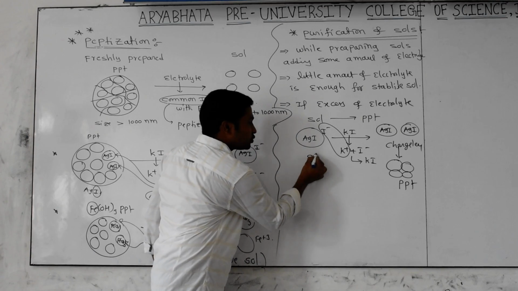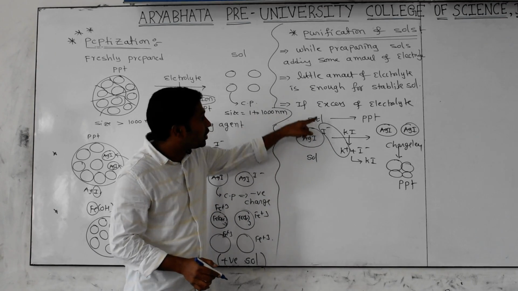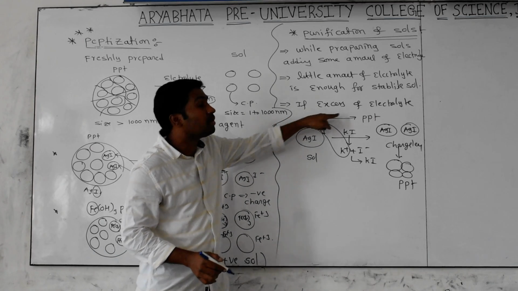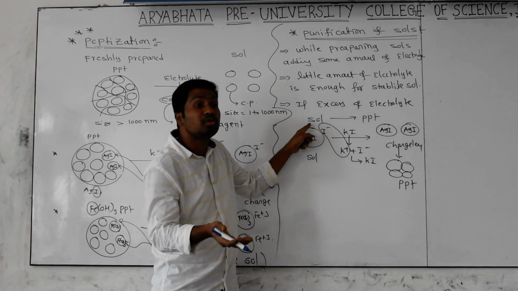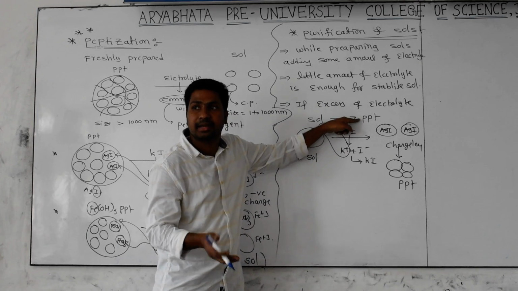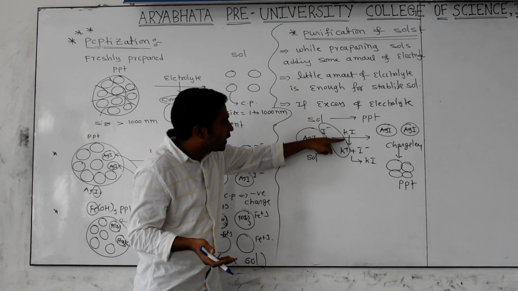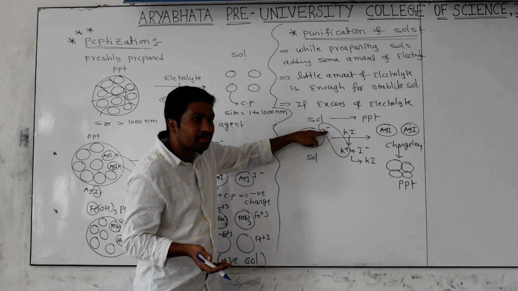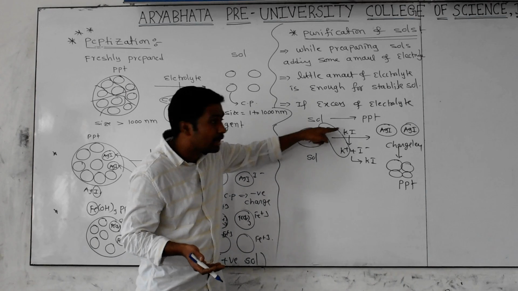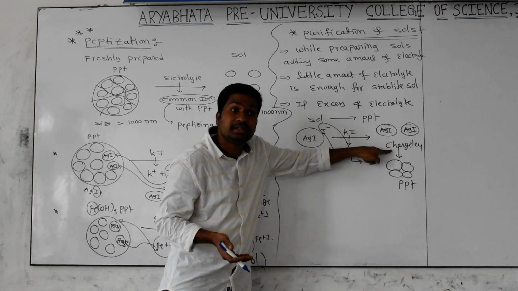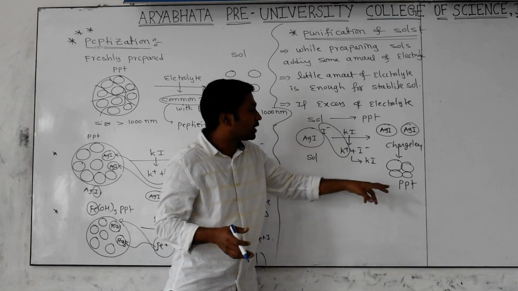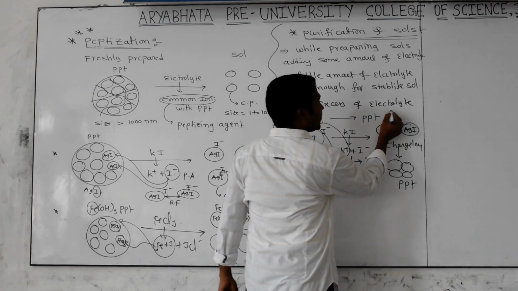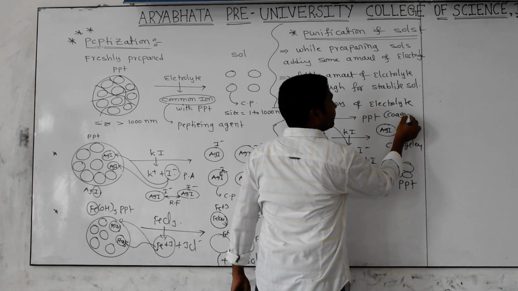Initially we are taking a sol, but in that sol, because of excess of electrolyte, what problem is going on? The sols are becoming unstable, meaning sols are converting into precipitate. How? From the electrolyte, whatever positively charged particles are there, they will absorb the negative charge from the surface of the colloidal particle. Then the colloidal particles become chargeless. Then they aggregate together, becoming like a precipitate. The whole phenomenon we are calling coagulation.